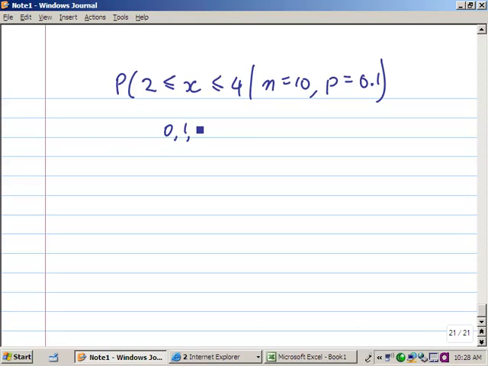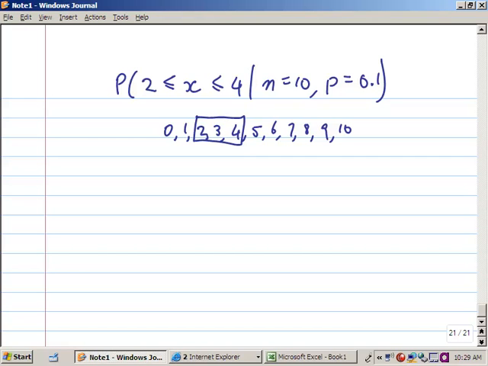Alright, how do we do that? Well, you can't see it directly. Write down all your possibilities. Out of 10 trials, you get zero positive occurrences, 1, 2, 3, 4 through 10 positive occurrences. We want 2, 3, or 4. Something greater than or equal to 2, but less than or equal to 4.